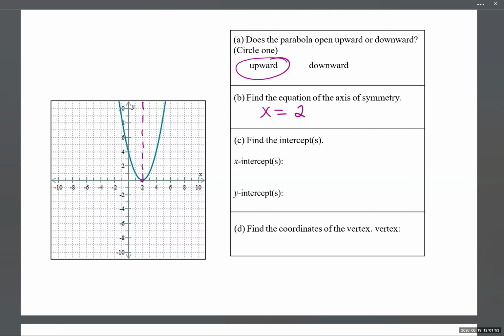X-intercepts, there's only one, and it is at the same place at 2, so 2, 0. The y-intercept is right here at 0, 4. The coordinates of the vertex is sitting on the x-axis, so it's 2, 0.